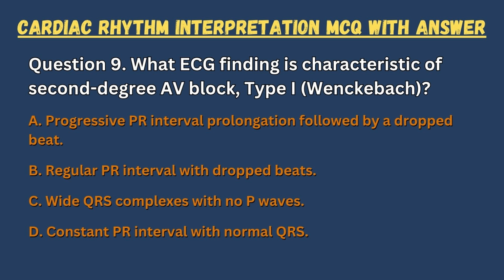Question 9. What ECG finding is characteristic of second-degree AV block, type 1 Wenckebach? A. Progressive PR interval prolongation followed by a drop beat. B. Regular PR interval with drop beats. C. Wide QRS complexes with no P waves. D. Constant PR interval with normal QRS.